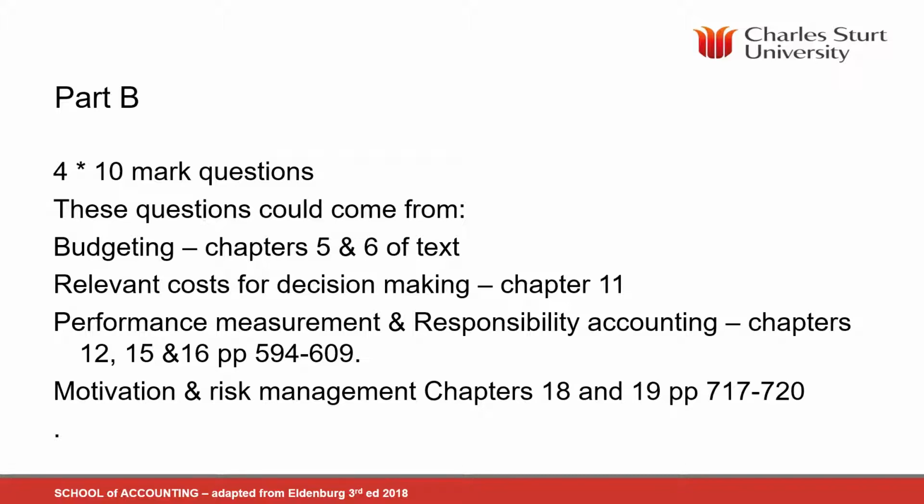relevant costs for decision making, chapter 11, and performance measurement and responsibility accounting. This is where we're looking at chapters 12, 15 and 16, noting those page references. And lastly, motivation and risk management, chapters 18 and 19, again noting those particular pages.